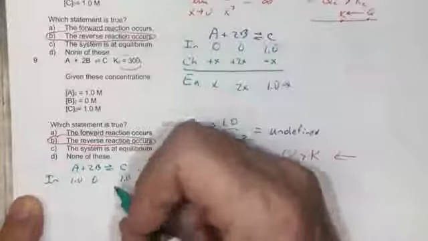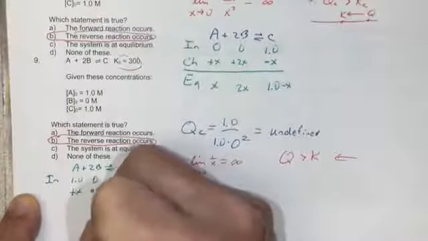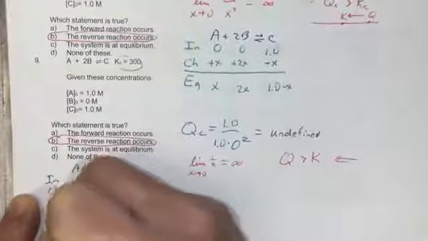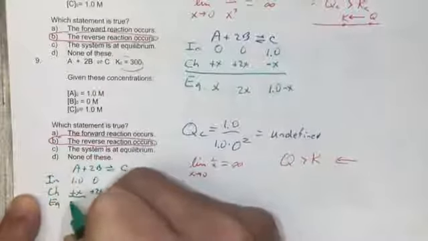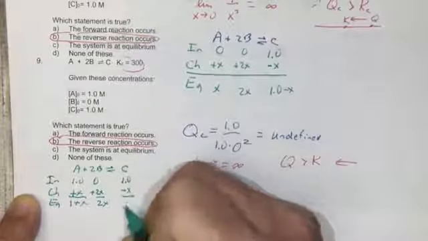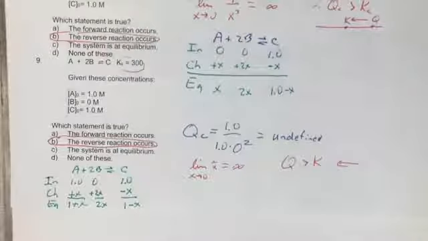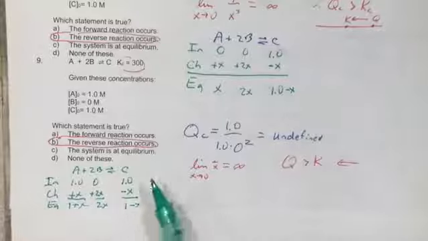It's going to go in a reverse direction, so this will be minus x over here, plus x, and plus 2x on the change line. So the equilibrium line will be 1 plus x, this would be 2x, and this would be 1 minus x. At equilibrium, we will get that those amounts, and these will be numbers greater than 0.